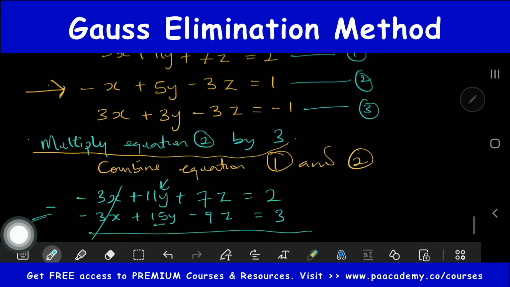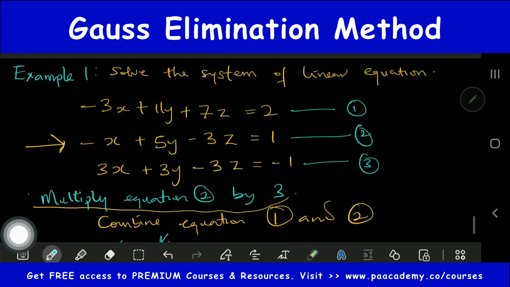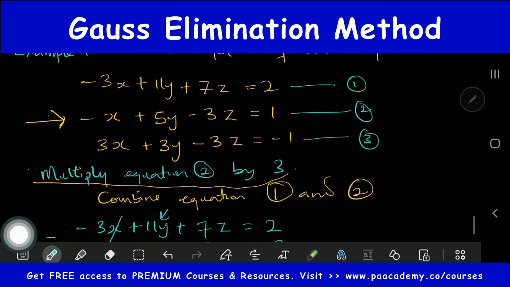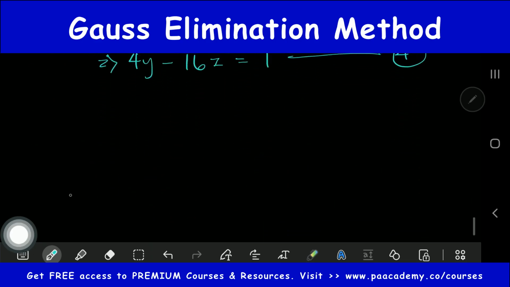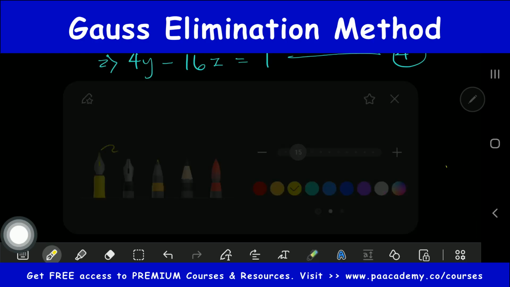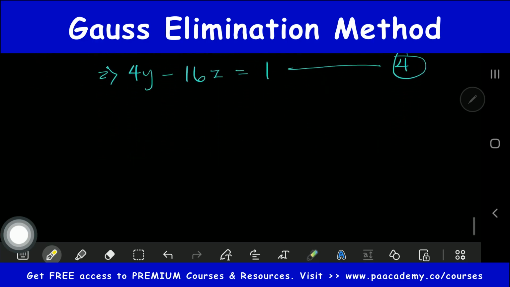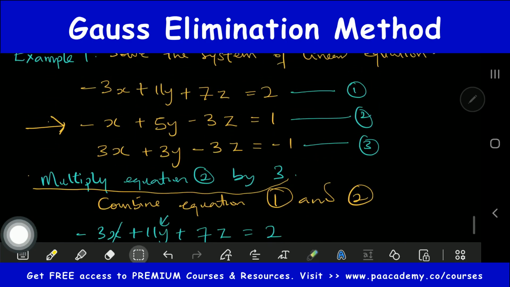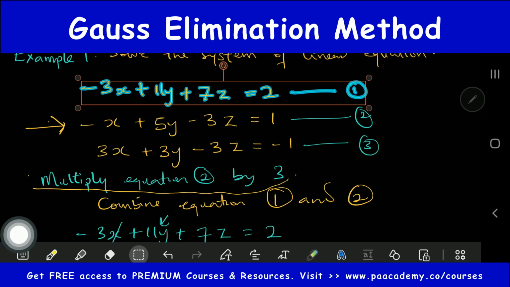What we've just done is combine equation 1 and equation 2. What we are going to do now is combine equation 1 and equation 3. In doing that, I'm going to rewrite our equation 1 and equation 3. Let me write it here: combining equation 1 and 3. Our equation 1 is, let me just copy this. This is our equation 1.